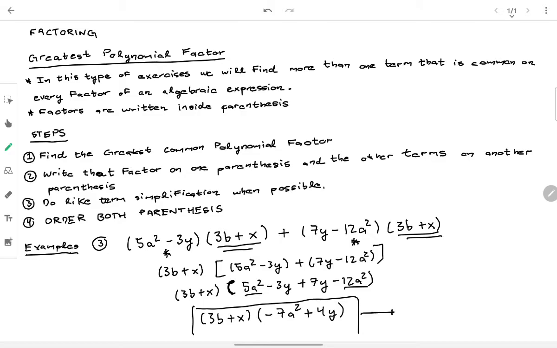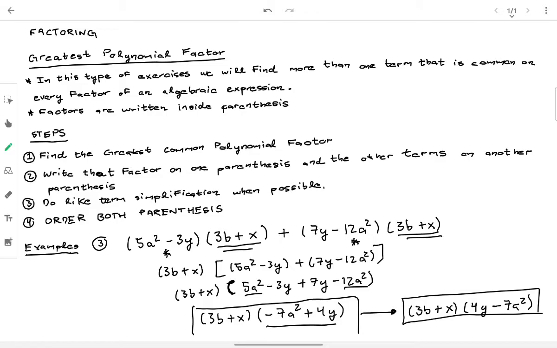But remember, we have a specific rule for binomials. In this case, when we got a binomial with a positive and a negative one, the positive one should go first. So it's going to be 3b plus x multiplied by 4y minus 7a squared. And this is going to be the correctly ordered because of the rule of binomials. Remember, if we got a binomial with a positive and a negative one, the positive one will always go first.